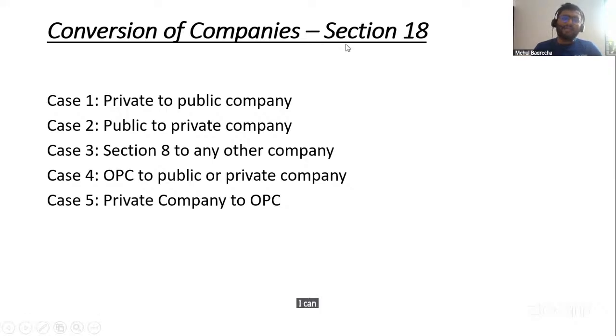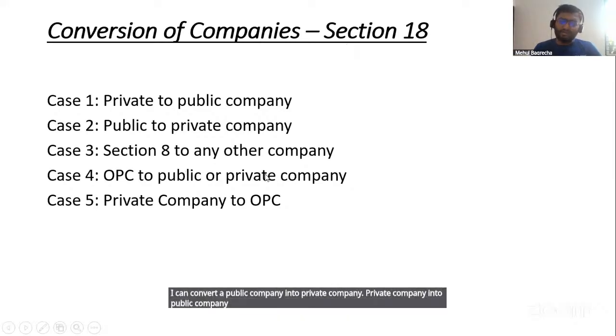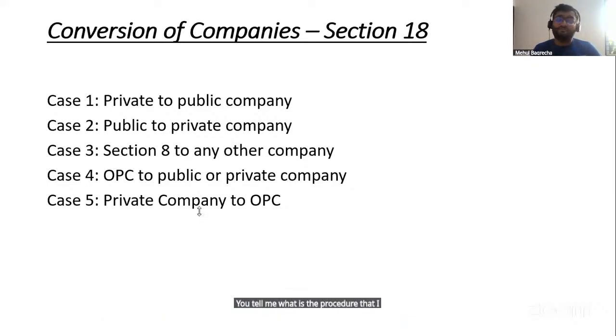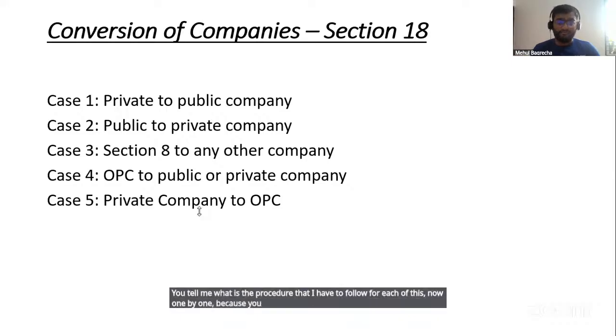I can convert a public company into a private company, a private company into a public company, a section 8 company into a non-section 8 company, an OPC into a public or private company, or a private company into an OPC. All of these permutations and combinations are allowed. You tell me what procedure I have to follow for each of these, one by one, because you know the law now. You are going to answer this. Case 1. If I have to convert a private company to a public company, what should I do?